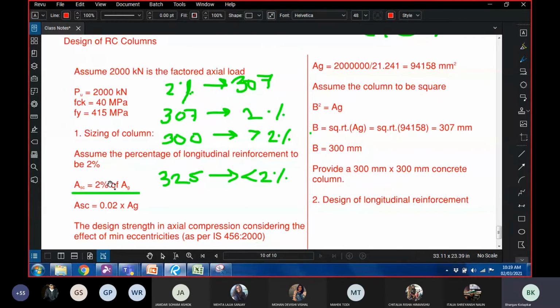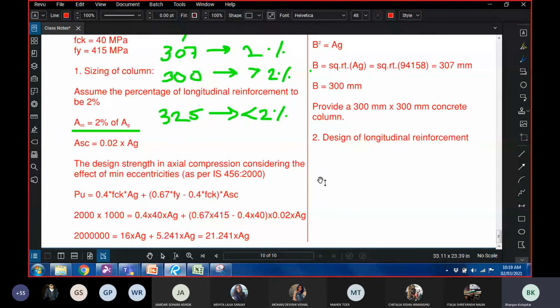Simple question. We started with an ASC of 2%. We got the width of concrete to be 300. If I say I start with ASC of 1%, what is the width that I will get? Will it be greater than 300 or less than 300? Greater. Greater than 300, right? It's an obvious answer. Now, why is it so obvious?